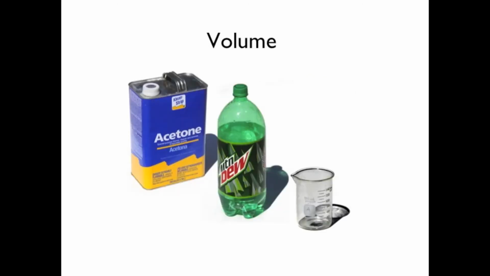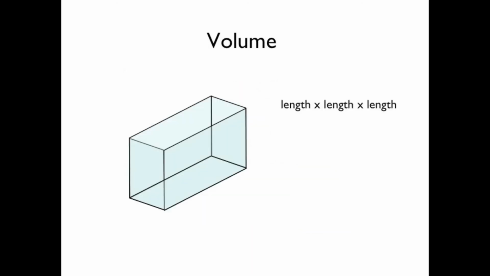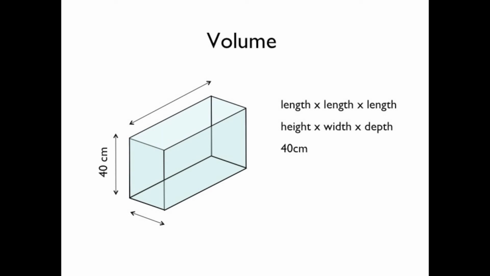Finally, there is volume. You are familiar with volume units like gallons or liters, but you also get a volume when you multiply three length units together, such as height times width times depth. For example, an aquarium might have dimensions of 40 centimeters by 80 centimeters by 30 centimeters. When these are multiplied together, you get a volume of 96,000 centimeters cubed.